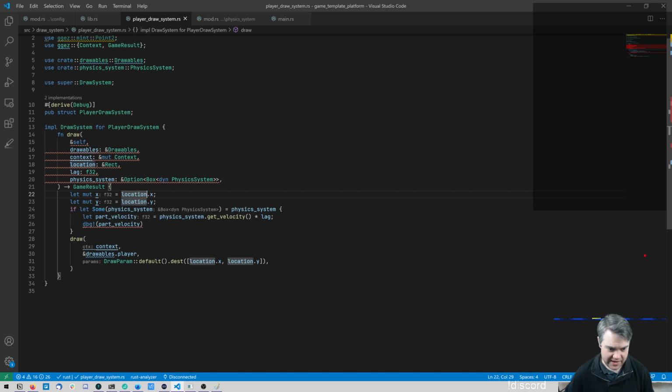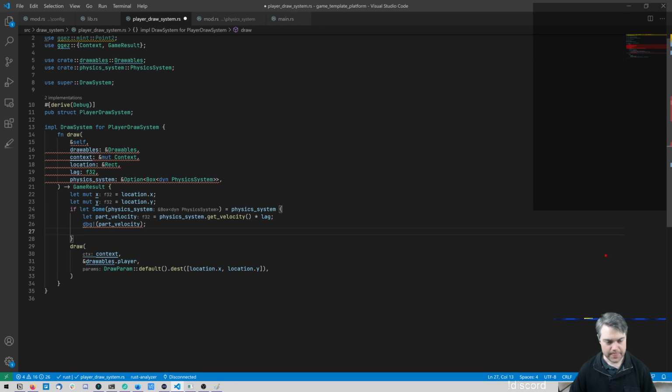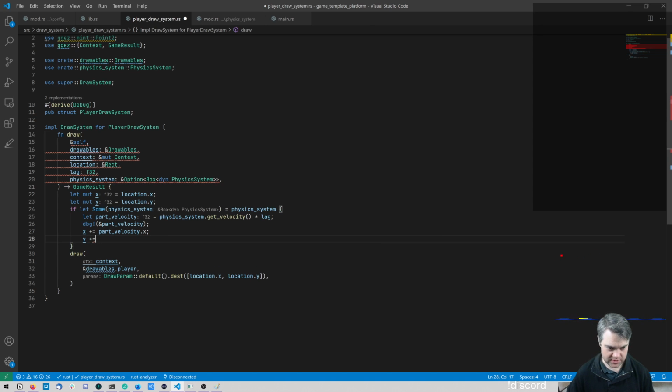And then once we have this velocity, we're going to reference that so I don't lose it. Okay, so we're going to say x plus equals the part velocity dot x, y plus equals the part velocity dot y. And then when we draw, instead of this location dot x and location dot y, we're simply going to say x and y. This specific x and y.